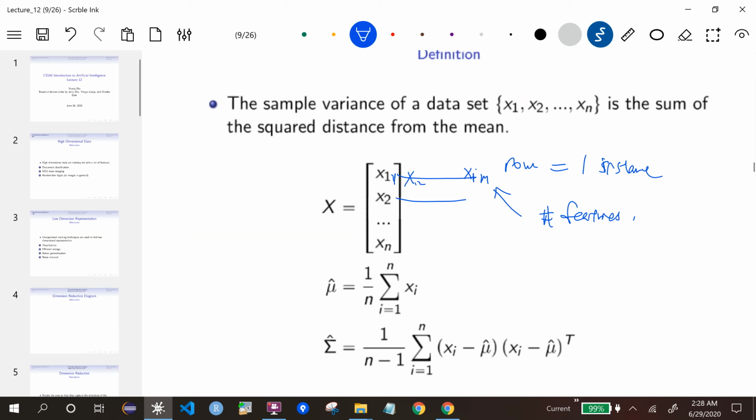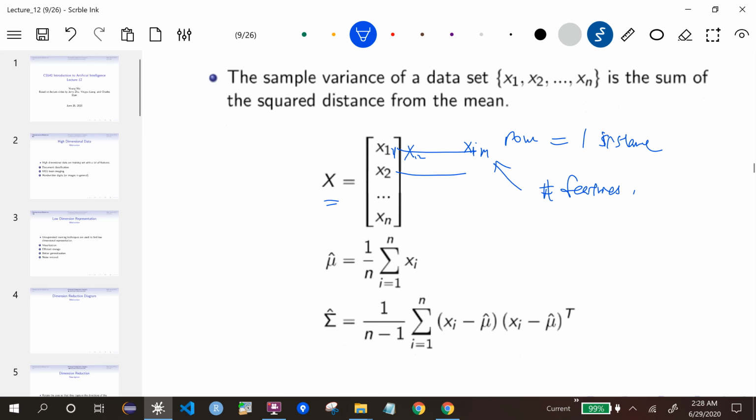So that's how we are going to write down this data matrix. It's slightly different from the standard notation, but it's the same thing. Okay, so the next one is the mean. This mu here is the mean, and it's just the regular average. Just sum up these vectors. Each one of these vectors is n by 1, and you sum them up and divide by n, which is still an n by 1 vector.